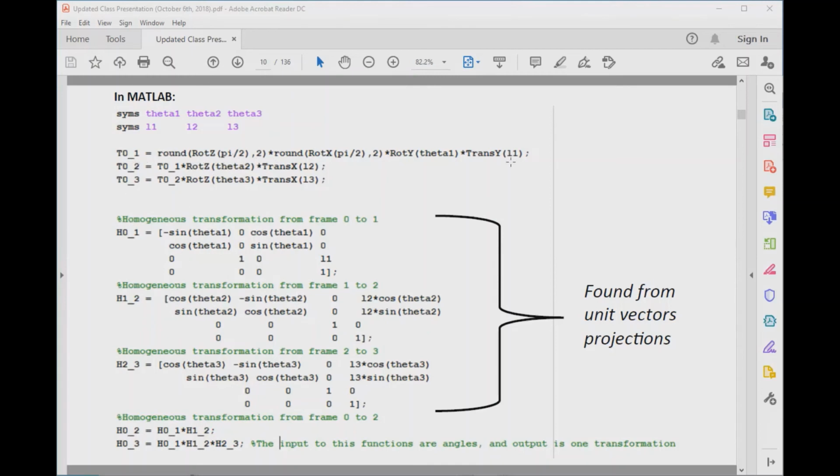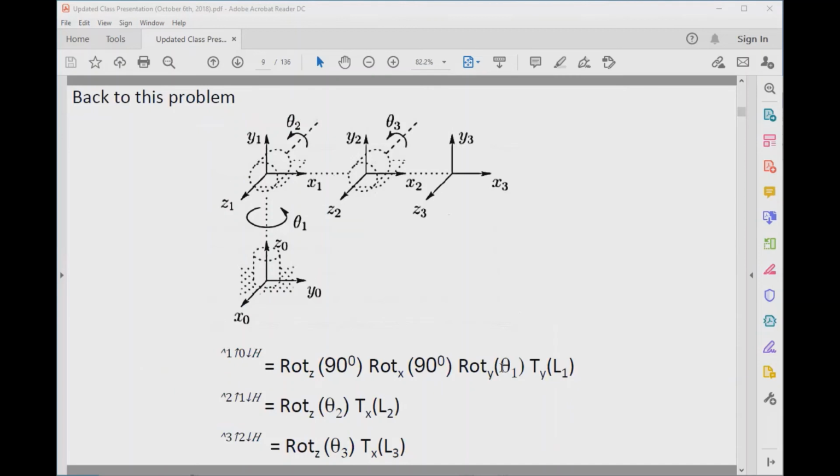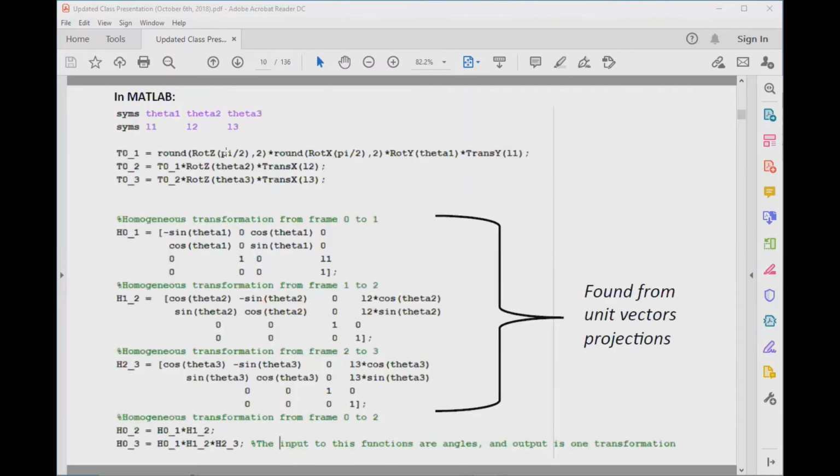So the first line is basically exactly what I have here. Rotation about z by 90, rotation about z by pi over 2. Here I'm rounding this down to 2 significant figures. Then you rotate about x by pi over 2. Again, I'm rounding this to significant figures. There must be a way around this rounding, basically. I'm sure some of you will be able to figure it out.